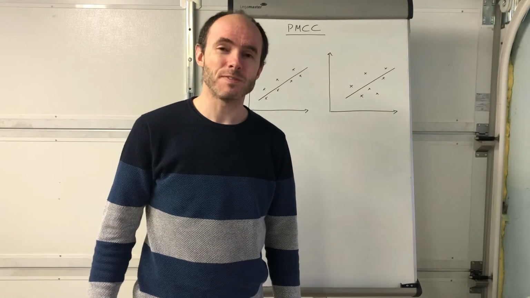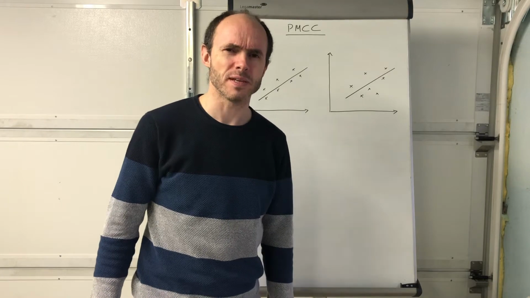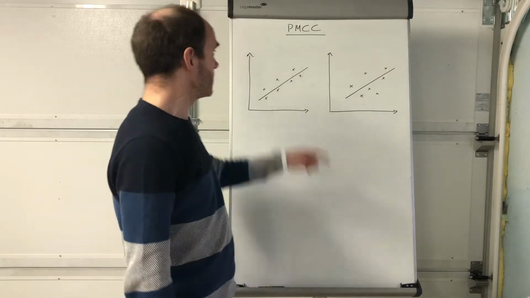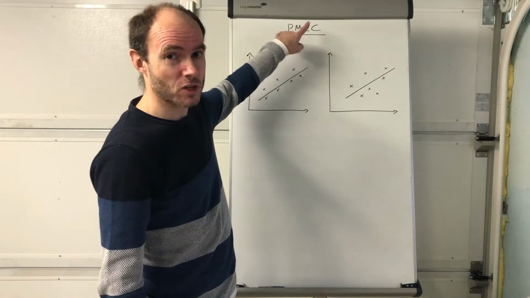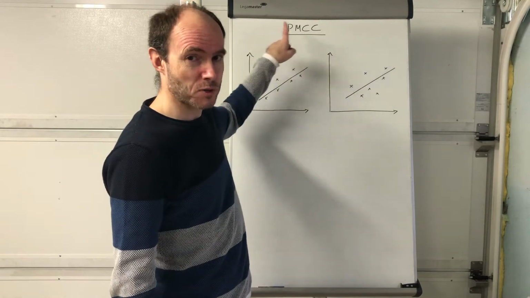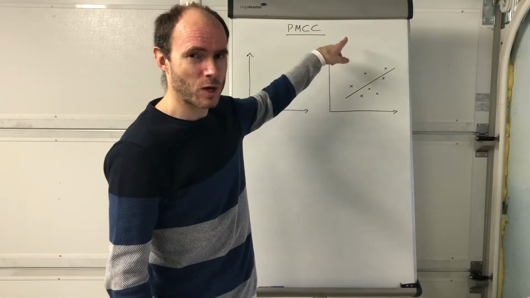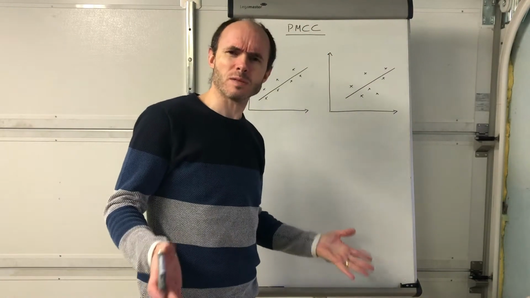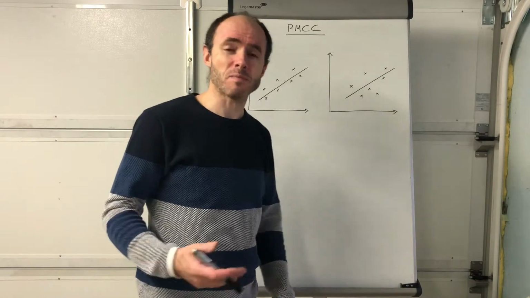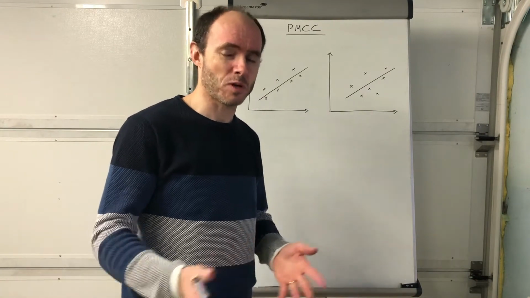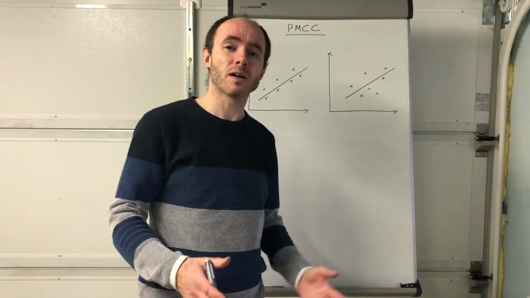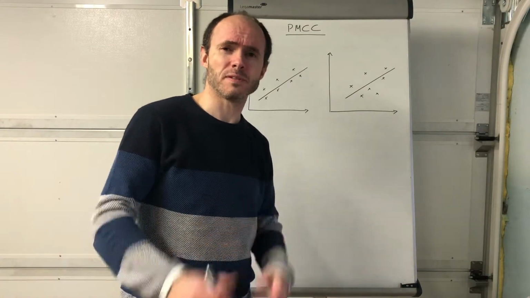Hi, in this video I'm going to talk to you about the PMCC. That stands for Product Moment Correlation Coefficient. It's quite a lot, isn't it? That's why I abbreviate it to PMCC. It's sometimes called Pearson's Product Moment Correlation Coefficient, named after Karl Pearson, the statistician.